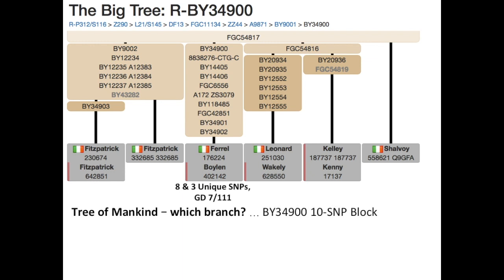They have 8 unique SNPs and 3 unique SNPs, a genetic distance of 7 out of 111. It dates this branch at about 1100 AD as the common ancestor for the Farrell and the Boylan. So it's going back 900 years. And then we have a date for this branch up here as 100 AD.